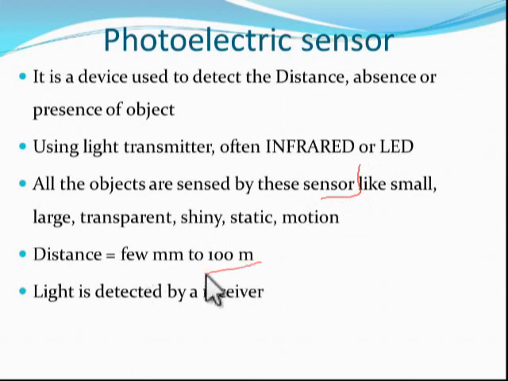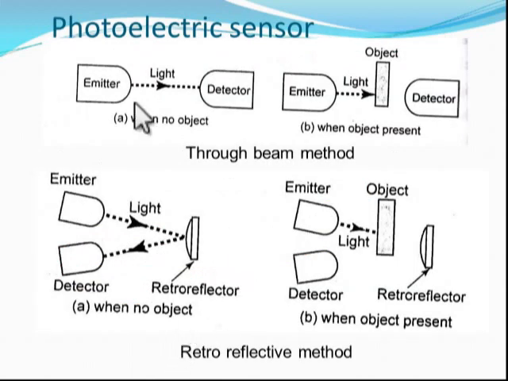The photoelectric sensor has a measured distance range of a few mm, from 1 mm to 100 mm. The light is detected by the receiver. So this is a good diagram to explain the photoelectric sensor. The emitter will emit the signal and the detector will detect the signal. So light passes from the emitter to the detector. If there is no object, the sensor will not sense, because there is no detection of an object. Second, when an object is present, the detector does not receive the emitter's light because of the object. It can be sensed.